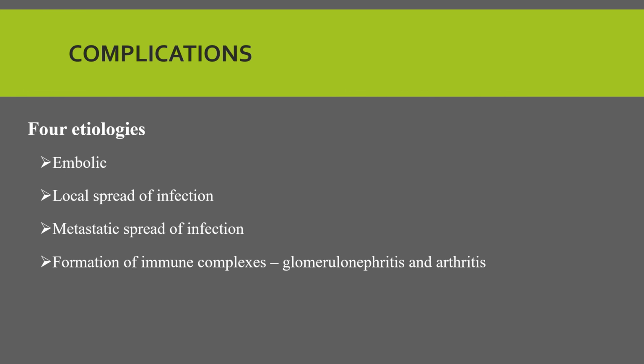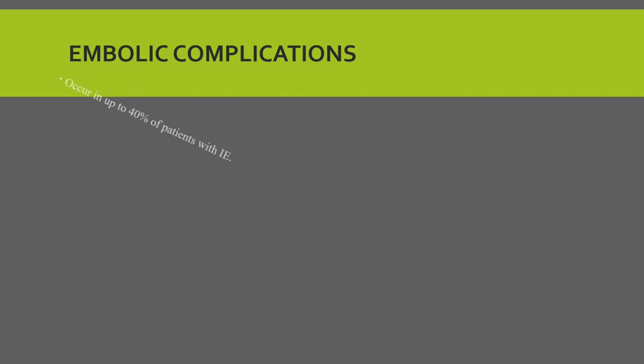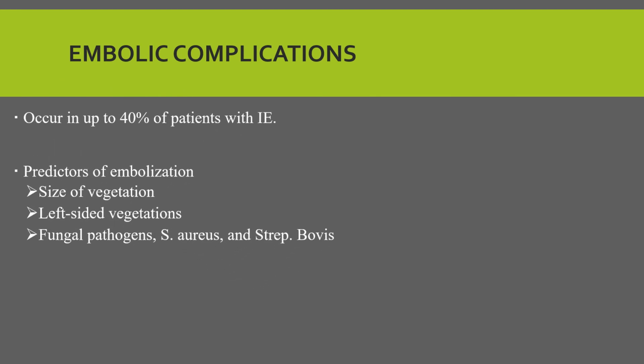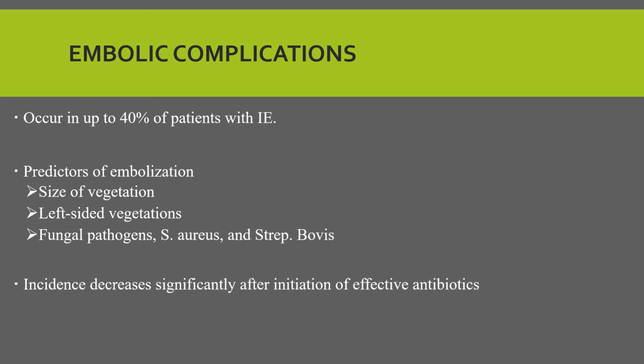Regarding complications, complications can be embolic, local spread of infection, metastatic spread of infection, or formation of immune complex glomerulonephritis and arthritis. Embolic complications occur in up to 40% of patients with infective endocarditis. And the predictors of embolization include big size of the vegetation, mainly greater than 1 centimeter, left-sided vegetation, and fungal etiology, and also Staphylococcus and Streptococcus bovis are at high risk for embolization. And also the incidence decreases significantly after initiating effective antibiotics.